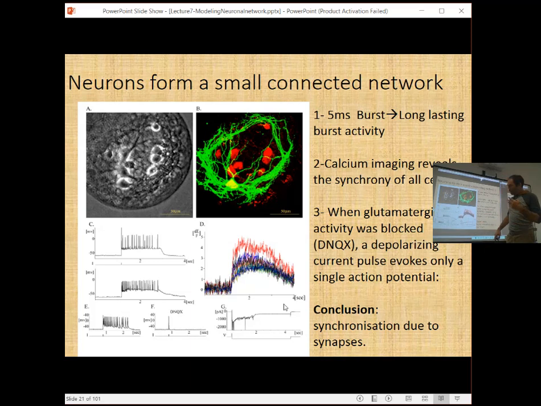Okay, and the last piece of information that we had is that if you block synaptic activity, and you stimulate one neuron, instead of having this response, you have nothing. Again, showing that this property has to do with synaptic properties. So one neuron or an ensemble of neurons sufficiently connected is not the same. Did you see the difference?